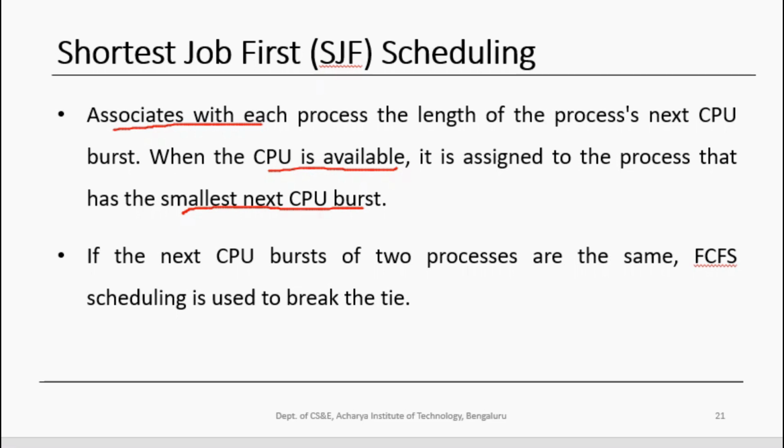Suppose let us assume that there are two processes having the same next CPU burst time. In this case, how do we break the tie? That is when the operating system can use FCFS, and whichever process has come into the ready queue or made the request first for the CPU can be taken up for execution.